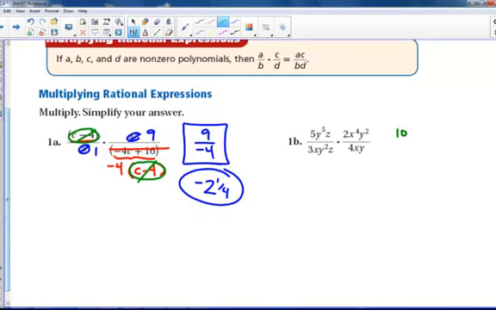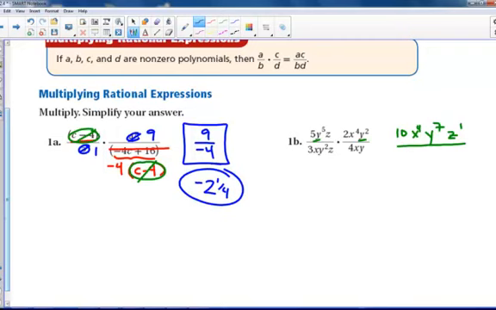I have an x to the 4th. I'm looking at a y squared and a y to the 5th. That means there's 7 y's up there. And then I've got my z. A z alone is the same as a z to the 1. I'm going to put a 1 up there so I don't forget that. Now I'm going to put the denominators together.